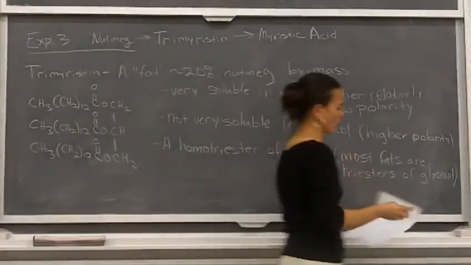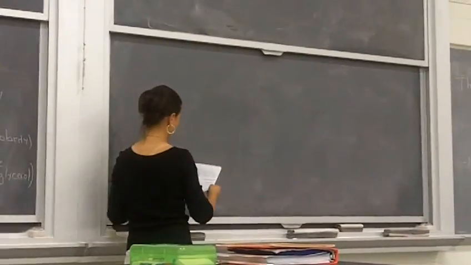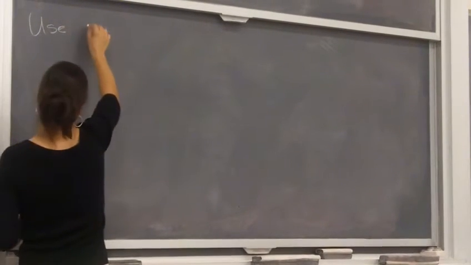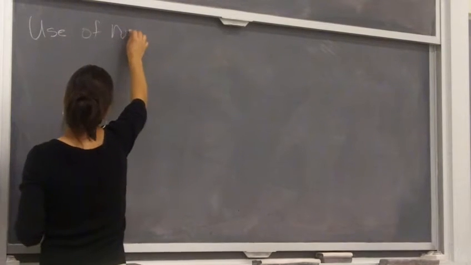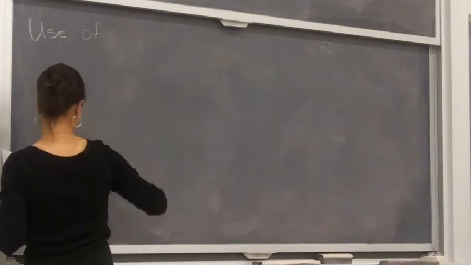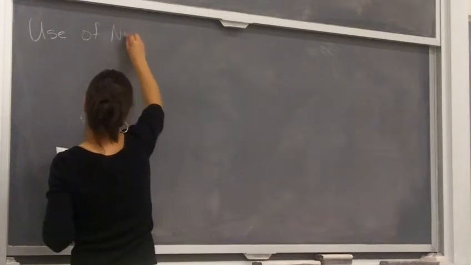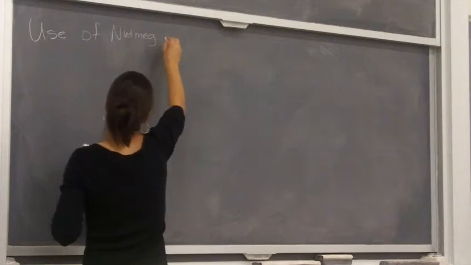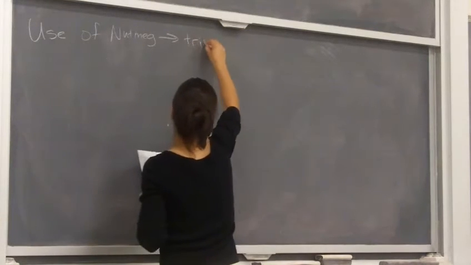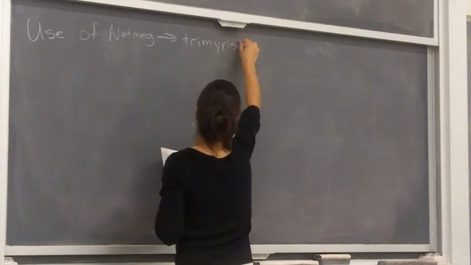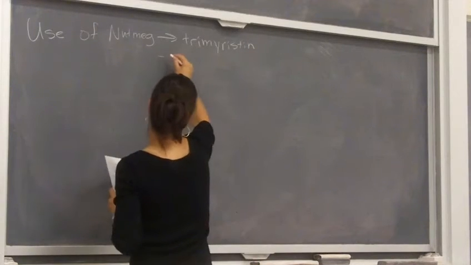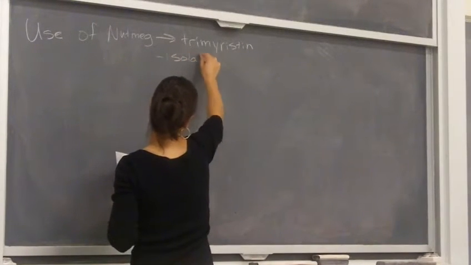So I'm going to talk about the specifics with the process as far as our extraction this week, but also want to talk to you about, in general, the kind of categories of what we're doing as far as chemistry. So the use of nutmeg to get to trimyricin, then isolate the trimyricin, is an example of an isolation of a natural product, okay?